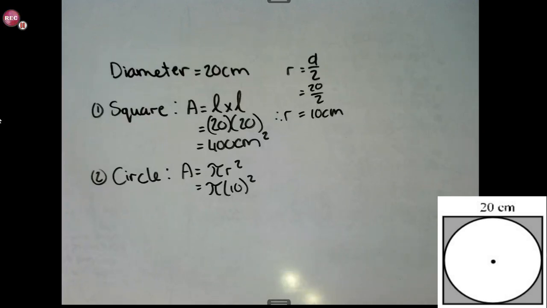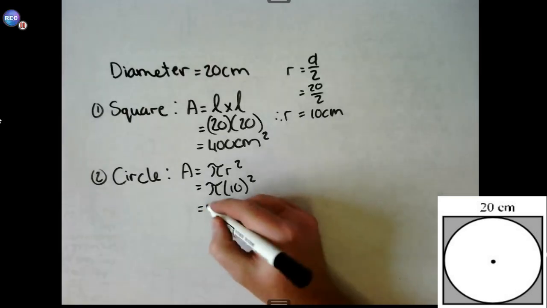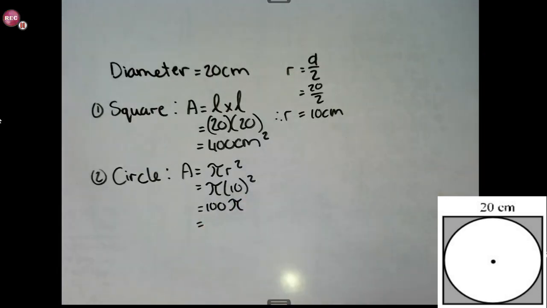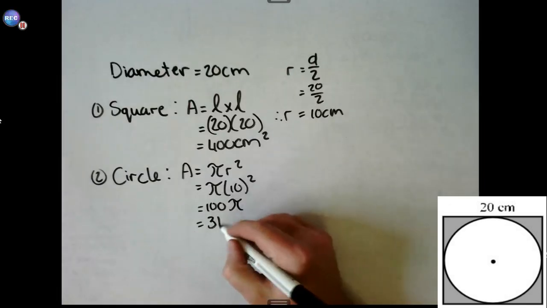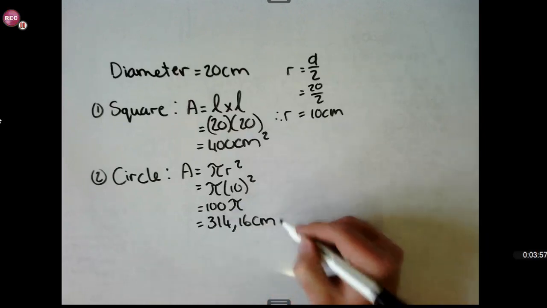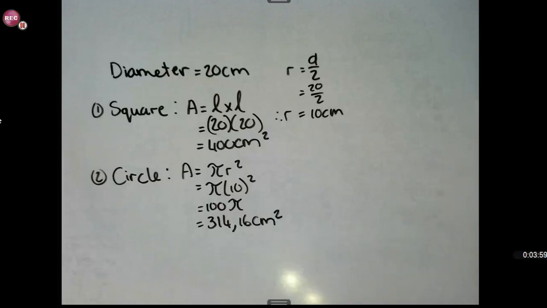When we calculate it, remember last time in the previous video I showed you how to use the calculator, and we go and put everything in the calculator and it should give you 100 pi. We do not want to work with 100 pi, we actually want to work with the decimal, rounded off to 2 decimal places, so we'll get then 314,16 centimeters squared. So now you've got the area for the square as well as the area for the circle.